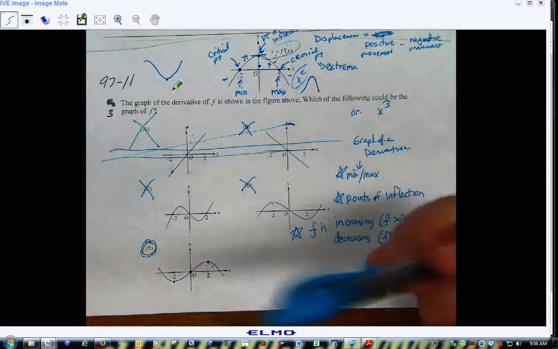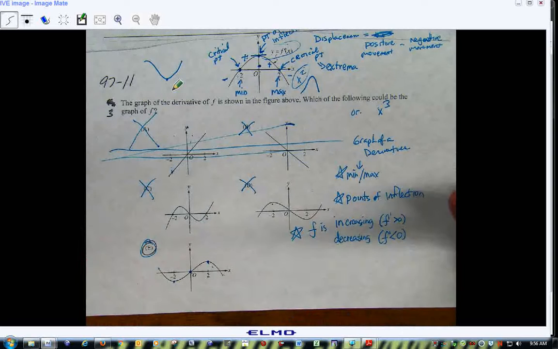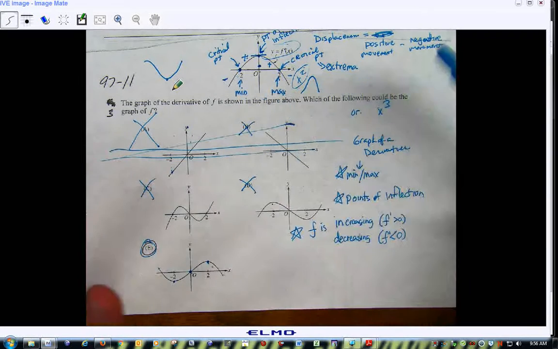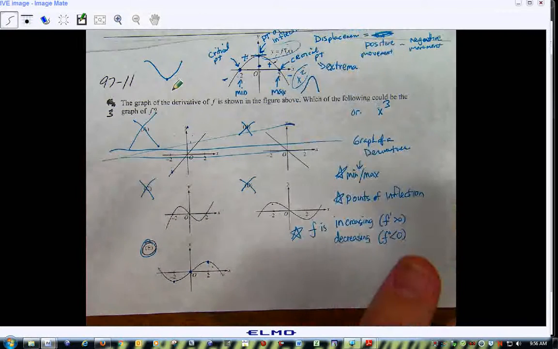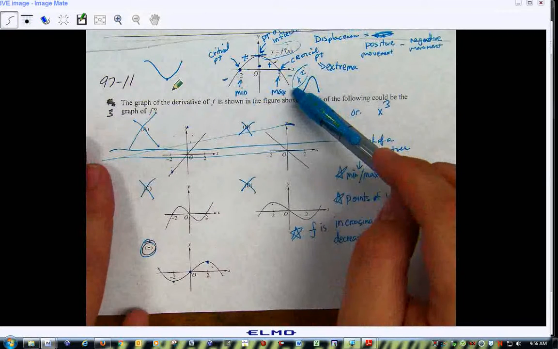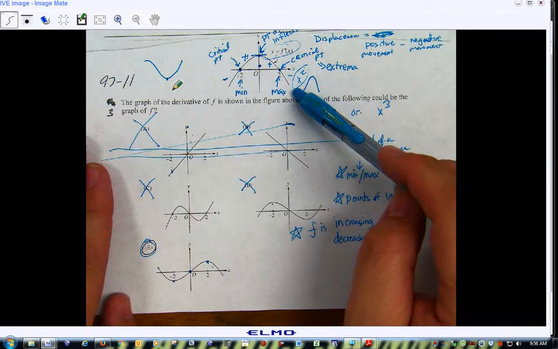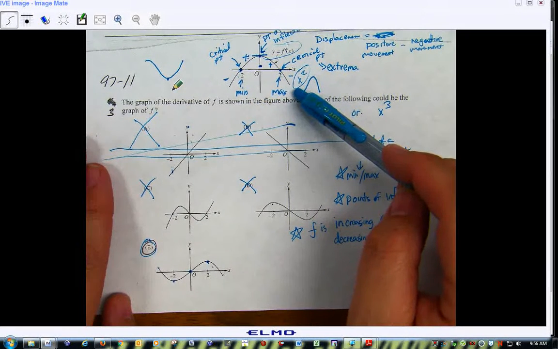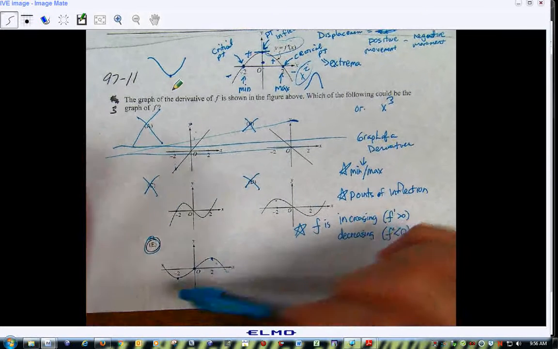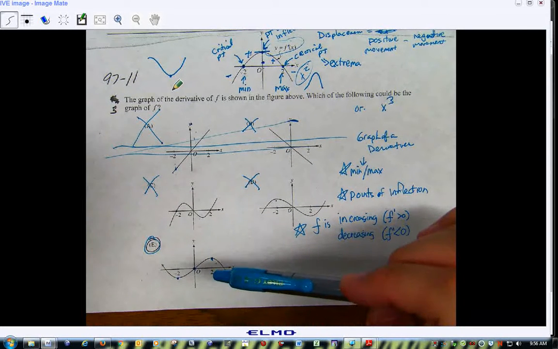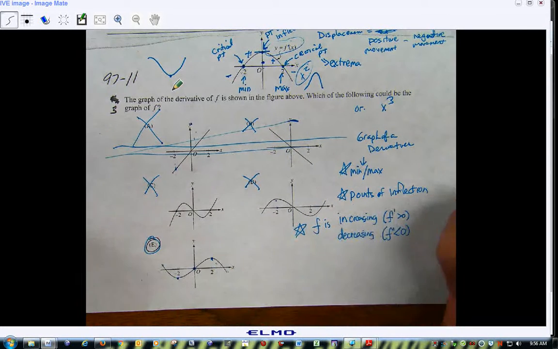You still, after you make that determination, and this one, I love that thinking that, all right, that's a negative quadratic, so the original has to be a negative cubic. And that makes it E, and that makes it perfect. And that's a great way to look at this. Two seconds later, you're done. You move on to the next one. If you don't get that, you've got to look for minimums, maximums, points of inflection, increasing, decreasing.